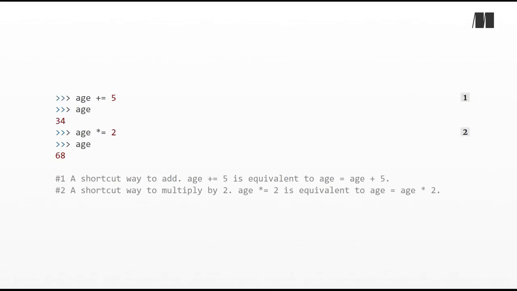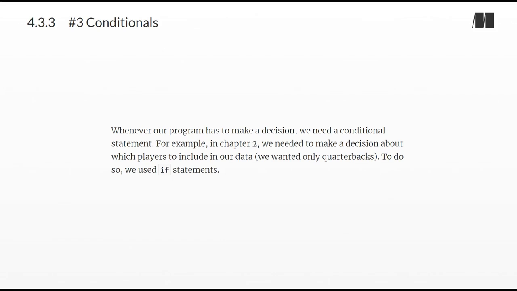We'll include some explanations as annotations with the code. See this code? Section 4.3.3, Number 3, Conditionals. Whenever our program has to make a decision, we need a conditional statement. For example, in Chapter 2, we needed to make a decision about which players to include in our data. We wanted only quarterbacks. To do so, we used if statements.